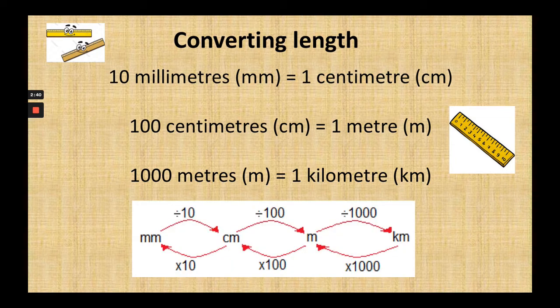So to convert between these, if we're converting from millimetres to centimetres, we need to divide by 10. Converting from centimetres to metres, we need to divide by 100. Then metres to kilometres, we divide by 1,000. And then to convert from kilometres to metres, we times by 1,000. Then from metres to centimetres, we have to times by 100. And centimetres to millimetres, we times by 10.